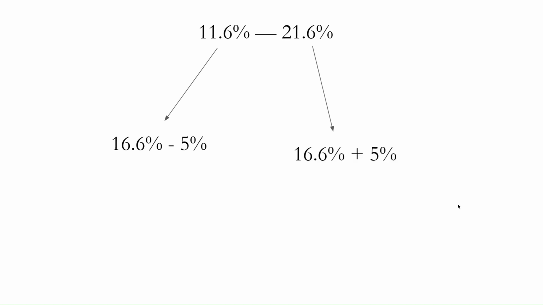Let's do a quick recap. 11.6% is your mean minus 5%, and 21.6% is your mean plus 5%. So 5% here is the margin of error. And this overall, 11.6% to 21.6%, that overall is called the confidence interval. And that's what today's video is about. And the 16.6% is the mean.